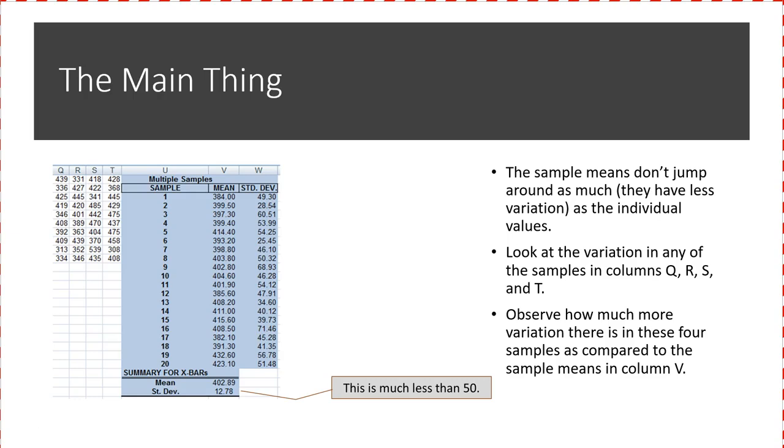As I mentioned earlier, the sample means are fairly consistent compared to the individual values, but there is much more variation in the standard deviations of the different samples, and the standard deviation of the X bar value is much lower than the standard deviation of our individual samples.